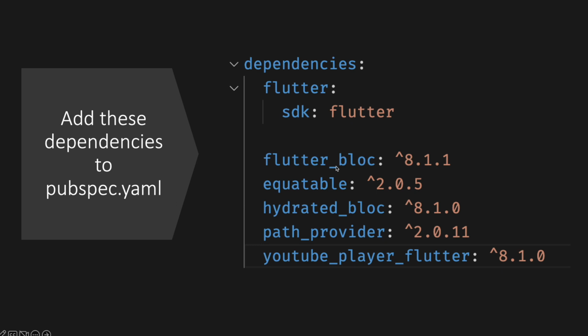The flutter_bloc, equatable, hydrated_bloc. Hydrated Bloc is wonderful because it allows us to use persistent memory without having to implement a whole bunch of new functionality. Path provider, which goes with the hydrated bloc, and then the YouTube player Flutter package.